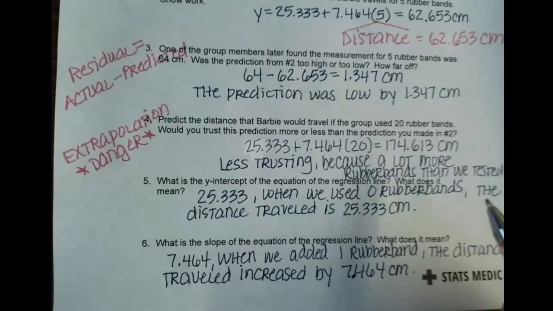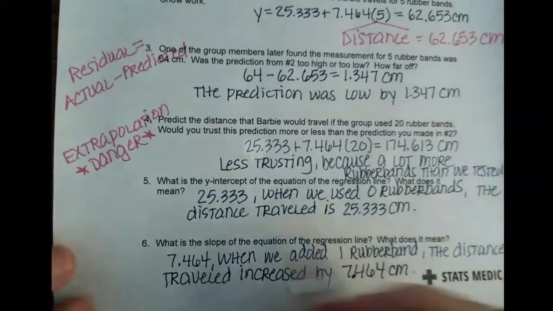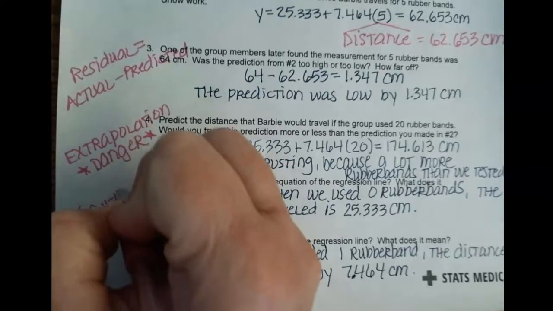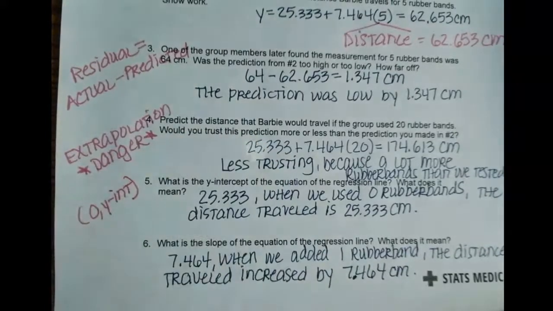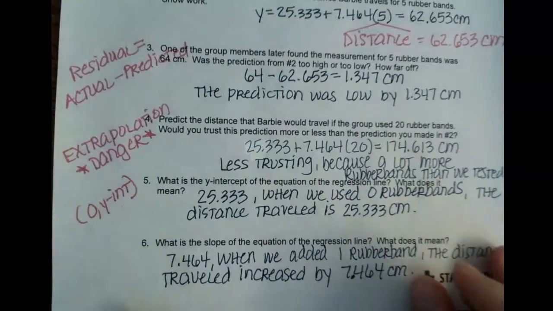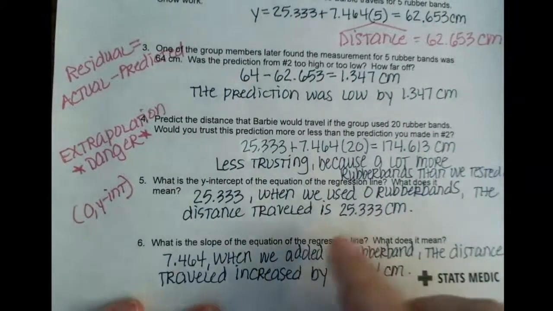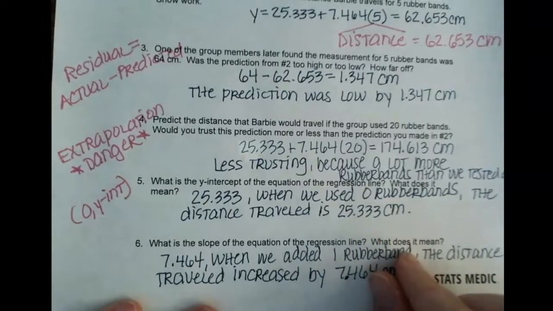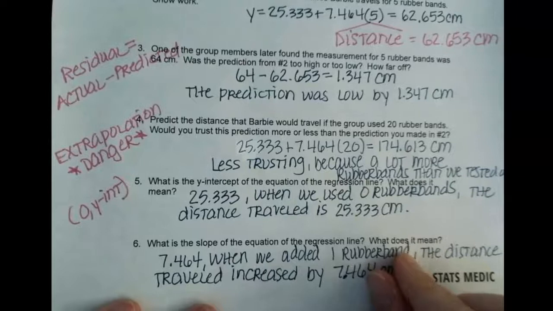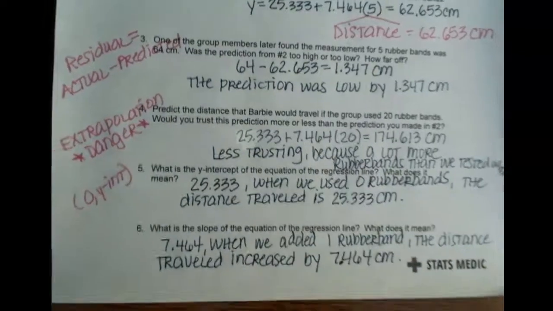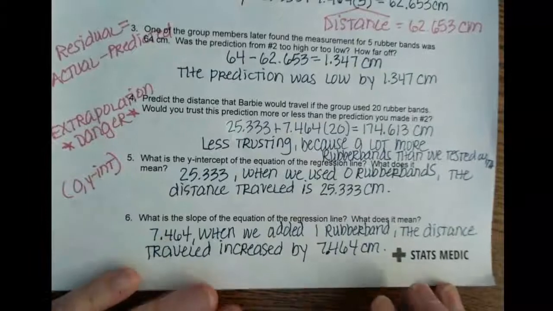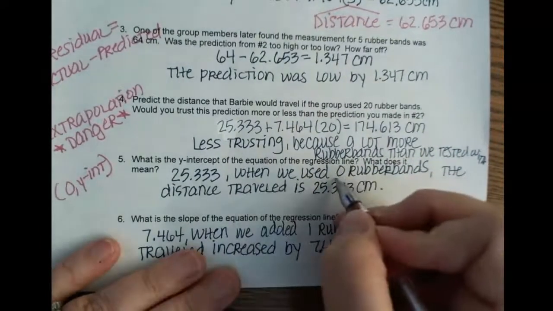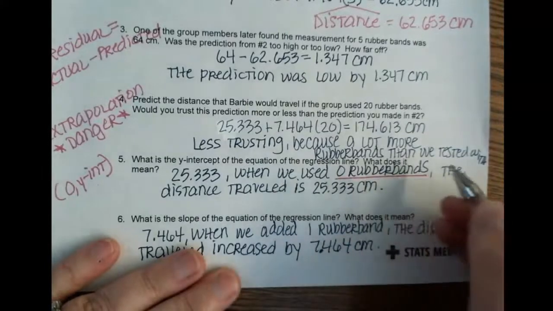All right. So number 5, we talked about the y-intercept. So the y-intercept is where x is 0. So you kind of look at it like that. And so you will be asked to predict or to interpret your y-intercept, because that's what stats does. We're all about interpreting what's going on. So we did a pretty good job on this one, and I'll formalize it a little bit more on the back. But when we used 0 rubber bands, we talked about that.